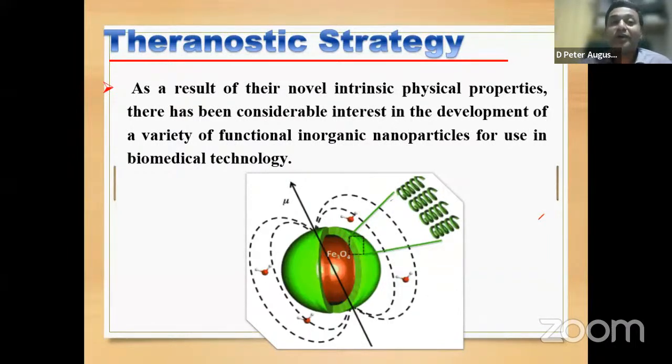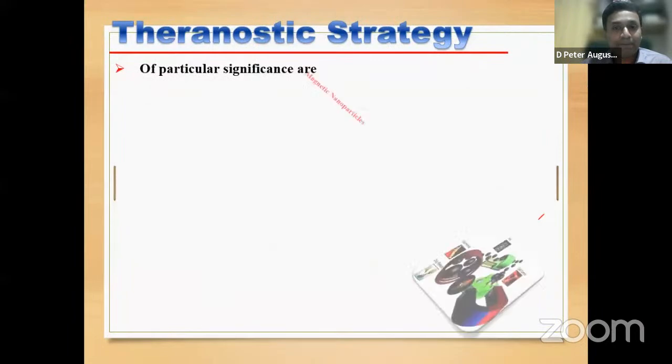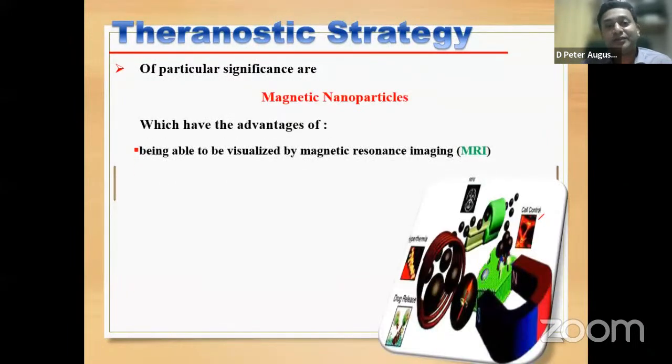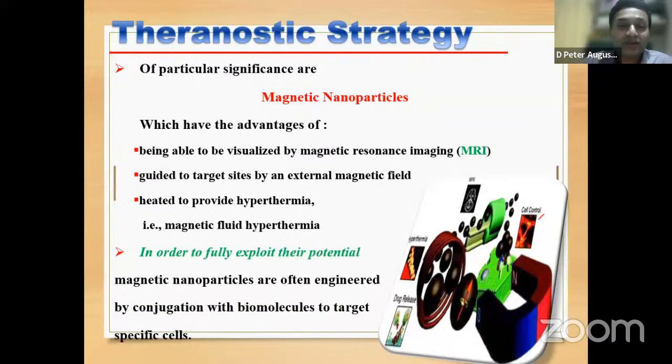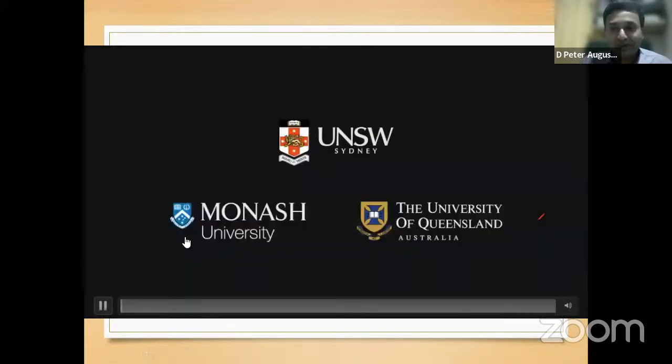There has been considerable interest in the development of a variety of functional inorganic nanoparticles in biomedical technology. They have the advantage of being visualized by MRI, and they respond to an external magnetic field, so because of the magnetic field we can move them and identify them. That's what we combine, everything. So the molecular part is working, and the magnetic part is also working. One side provides hyperthermia. Then, in order to fully exploit their potential, magnetic particles are often engineered by conjugation. Okay, fine. I want to show a small video, two to three minutes maximum.